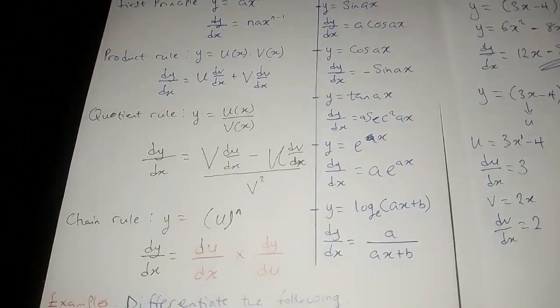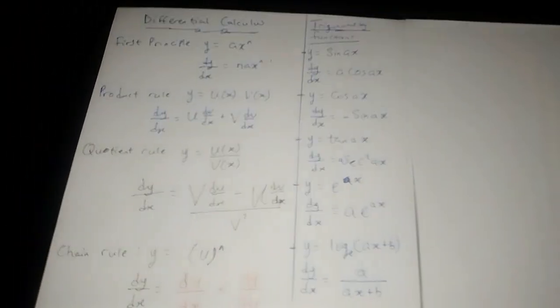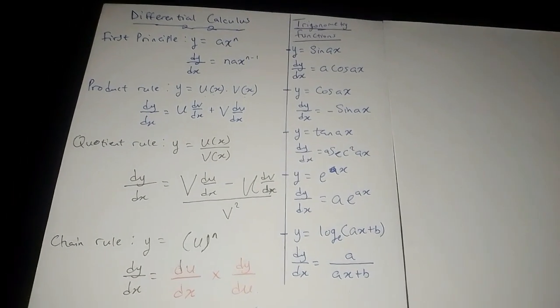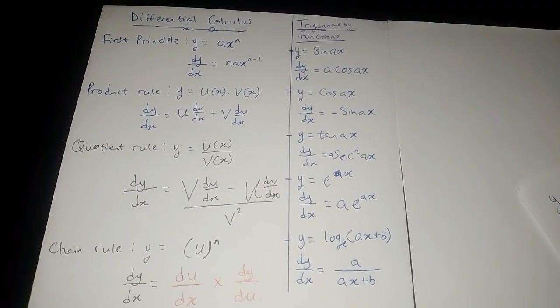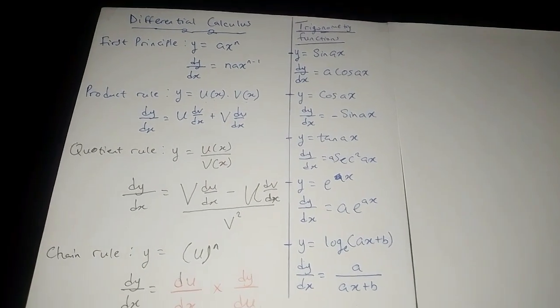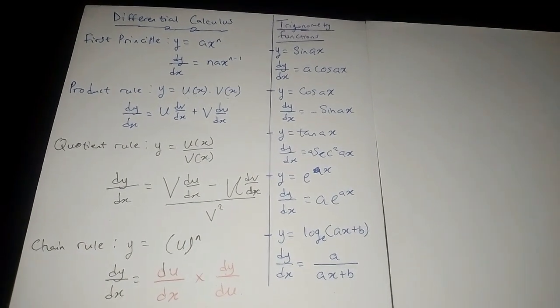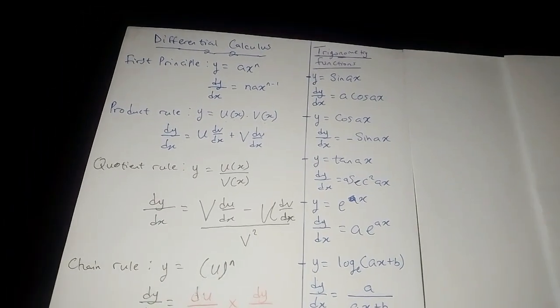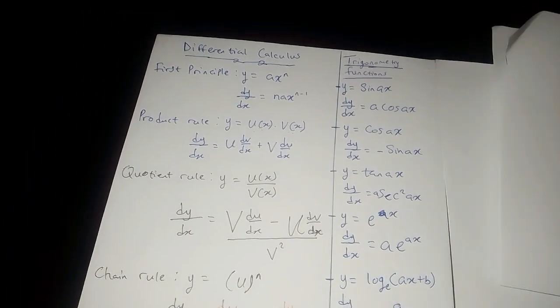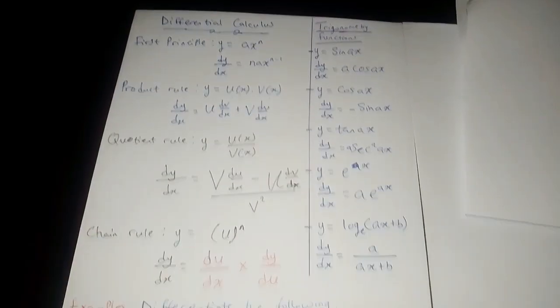So moving to the next one, I will just say quotient rule. For this quotient rule, whenever we say y equals two independent values dividing each other, then my dy dx will be v du dx minus u dv dx, divided by v squared. It means I'll be calling the value at the top u, and the one as the denominator, I'll be calling v.